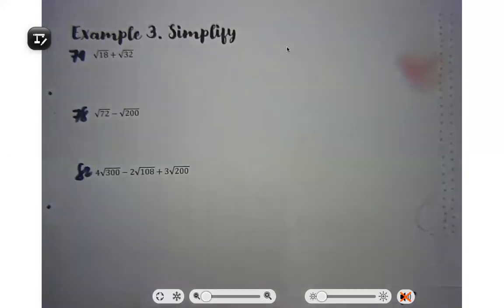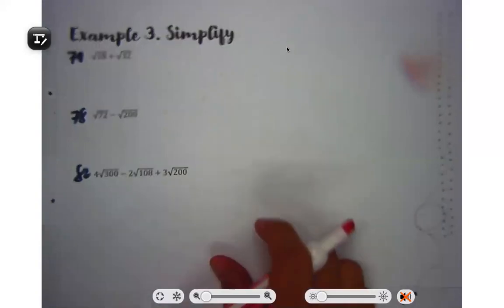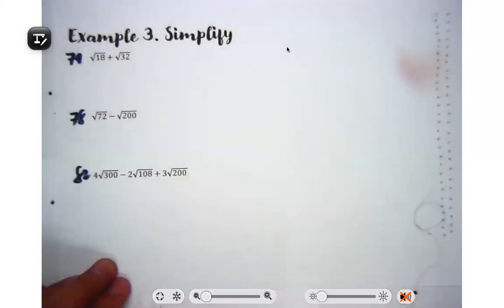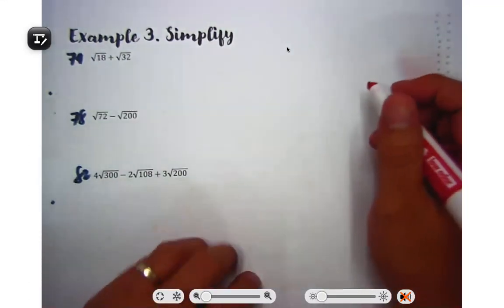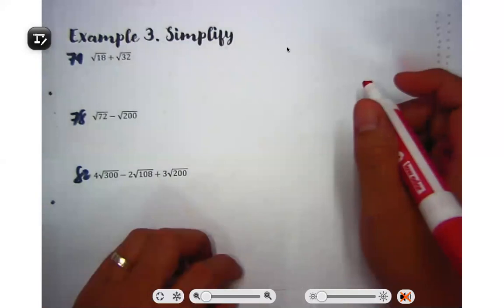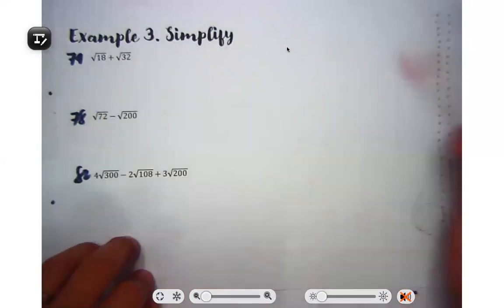Let's simplify by combining radicals. Square root of 18 plus square root of 32. You cannot combine this in the first place because they are not like radicals. Like polynomials, where you can only combine like terms, for radicals you can only combine like radicals.